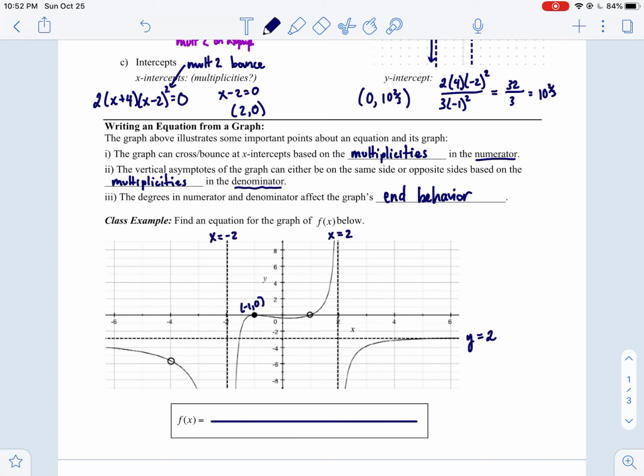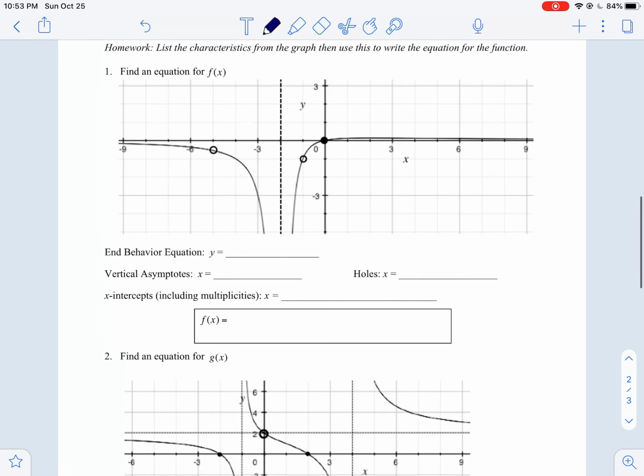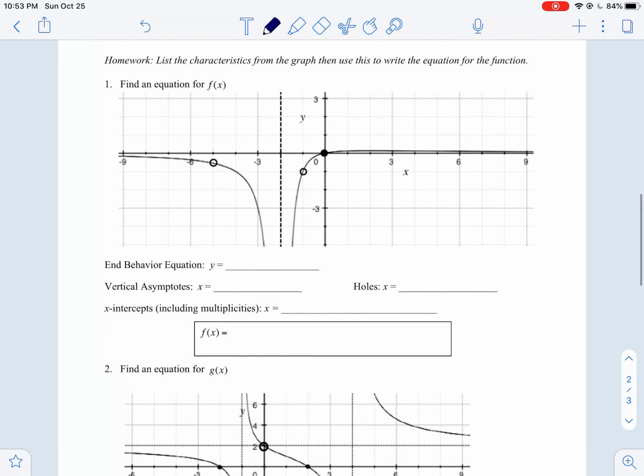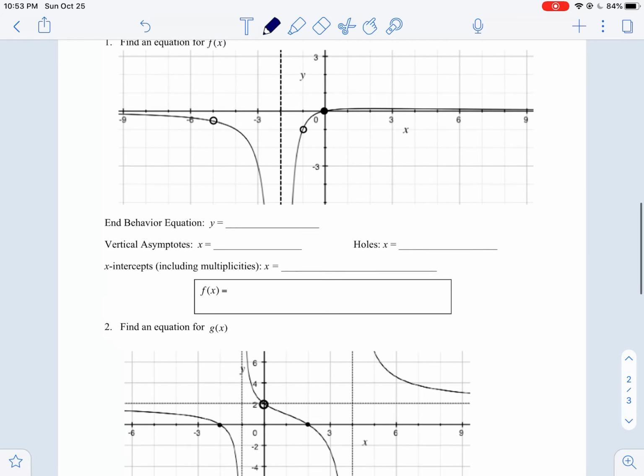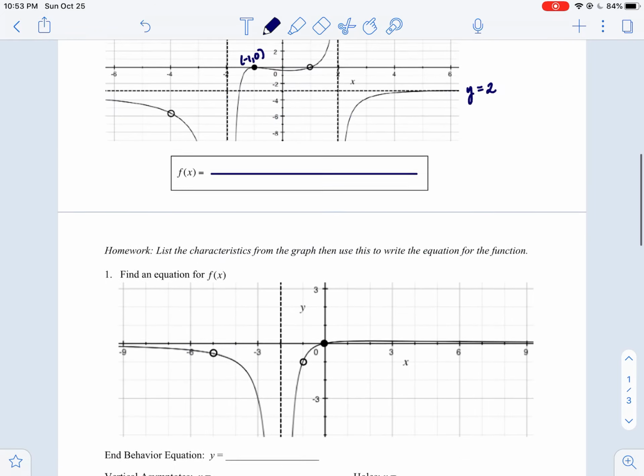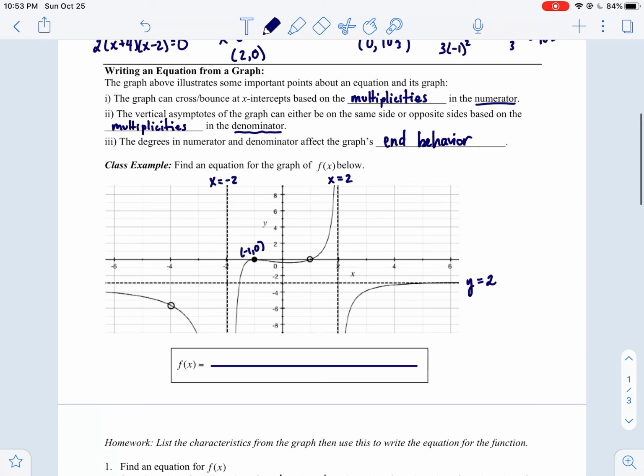So what you basically want to do is put a big horizontal line there to represent our fraction bar. And then we want to come up with the factors that would have created all of these different things and then start working around with them. Now, you'll notice in the homework, I actually had you list things out, right? So what are the vertical asymptotes? What are the holes? Are there any x-intercepts and stuff like that? So to try to help you. But here we'll just talk through it, right?